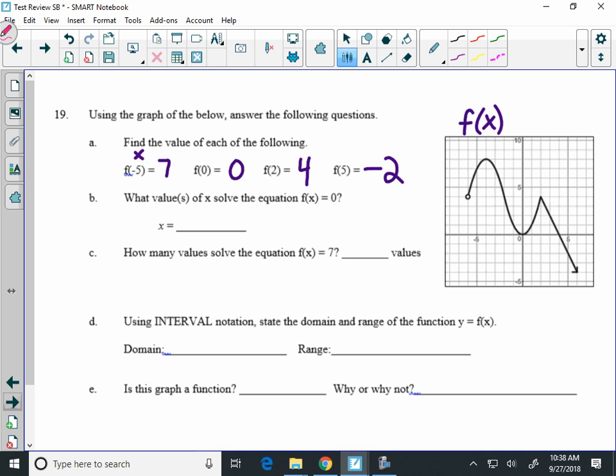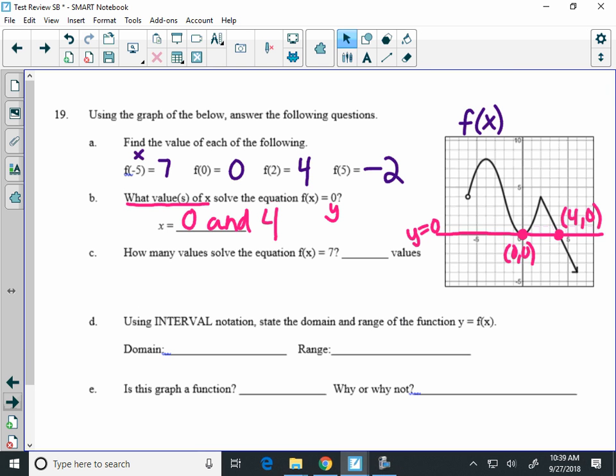Now the next one's a little different. It says, what values of x solve the equation f of x equals 0? Well, remember, that 0 is not in the parentheses, so that 0 is a y value. So I'm going to draw on my graph where all the y's equal 0. That's your x-axis. Right at that line, that's where all the y's equal 0. It looks like there are 2 spots on my graph where the y's equal 0. Those ordered pairs are right here, (0, 0) and (4, 0). That means the x value of 0 and the x value of 4 both give us an output of 0.